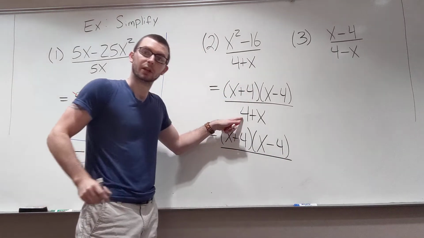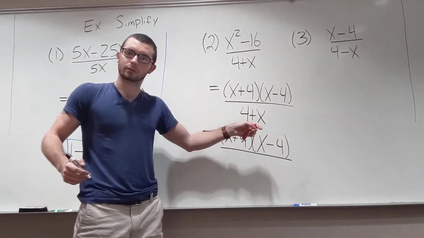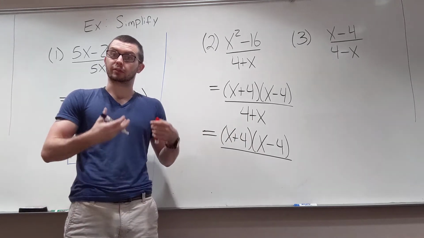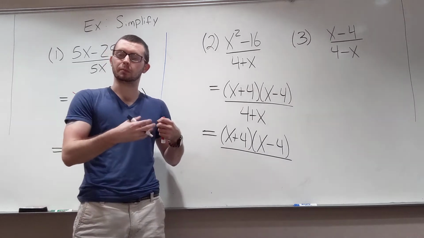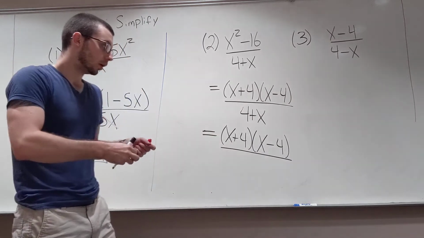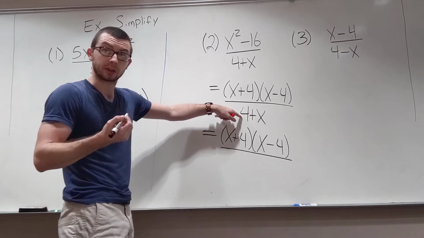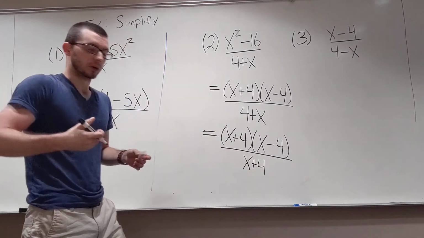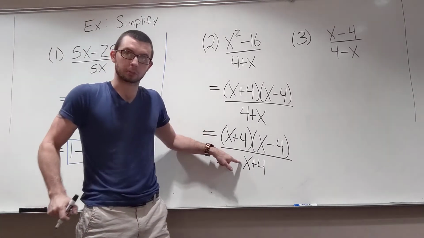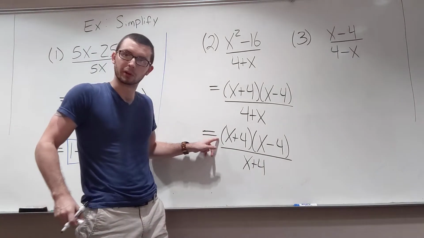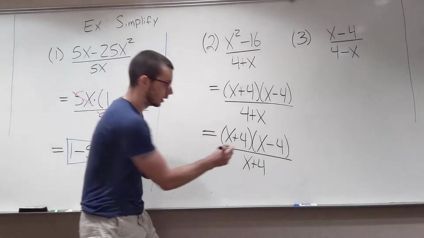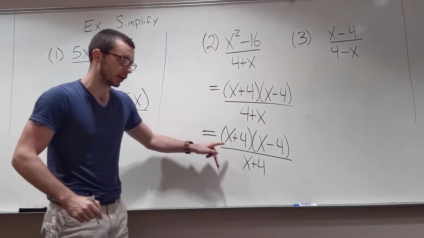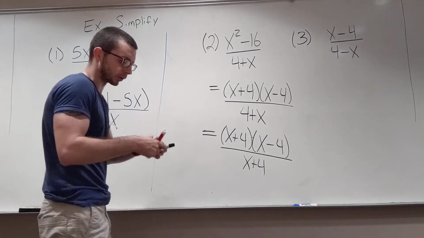But now the denominator, 4 plus x. Remember, we did this in the last section where we wrote things in standard form, in exponent descending order. So 4 plus x can be written as x plus 4. And so now notice, x plus 4 and x plus 4. Since the numerator is now multiplicative, or just a multiplication that represents it, we can cancel out the common x plus 4s.